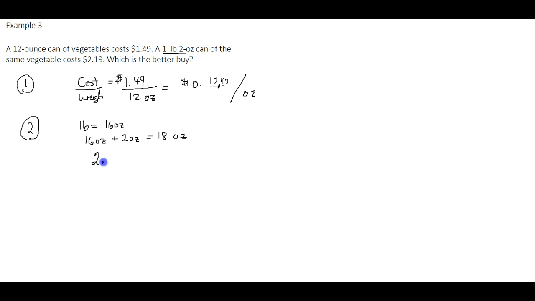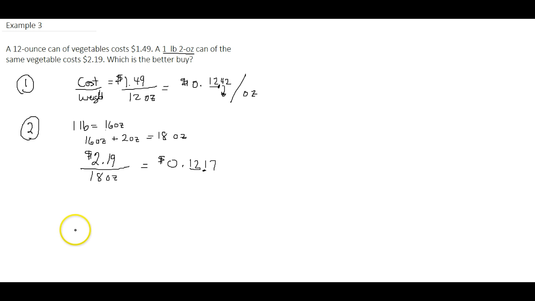So I have a cost of $2.19, and I divide that by 18 ounces. And we put that into our calculators, and we come out with 0.1217. So really close in price. Again, if we think of this as pennies, that would be 12 pennies or 12 cents. And if we go into that hundredth of a dollar or a tenth of a penny, we can see that the first can is slightly more expensive.